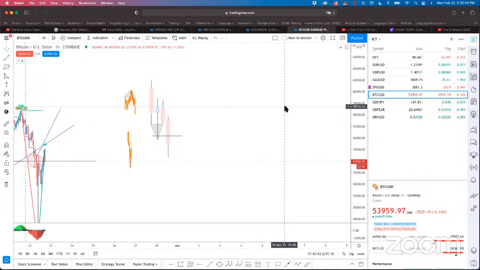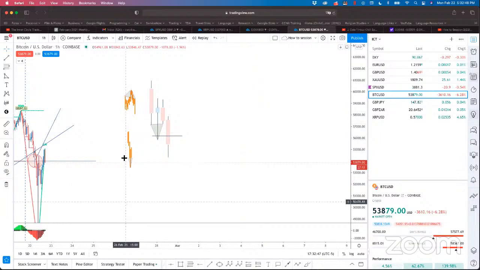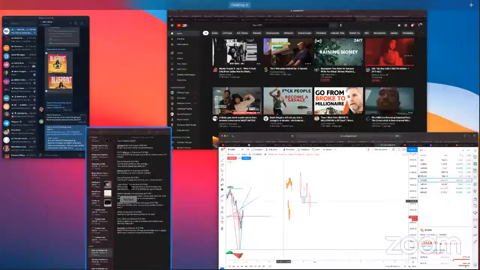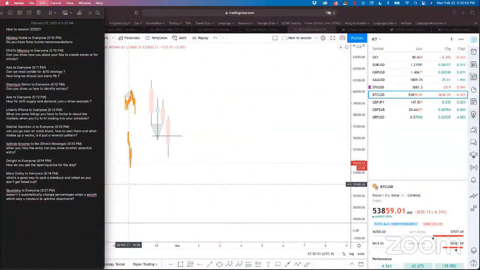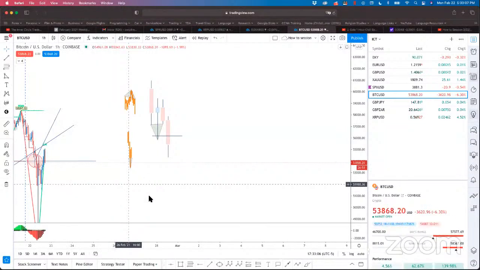Don't worry so much about the entry. It's the direction more so than anything, and that's for everybody, because if you're in the right direction, you can pretty much get into any trade that you want to get into, right? You can almost throw a buy stop in the trade or a sell stop in the trade and you'll be good.